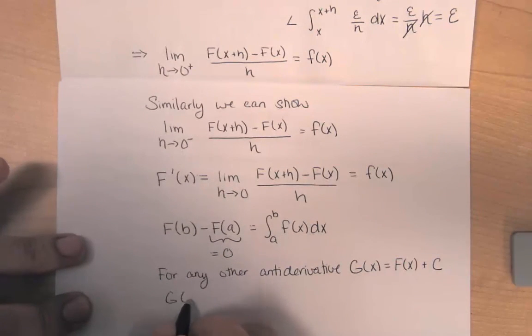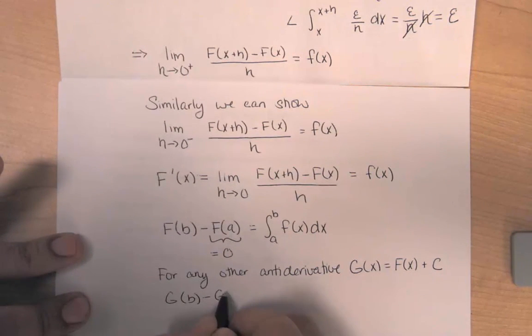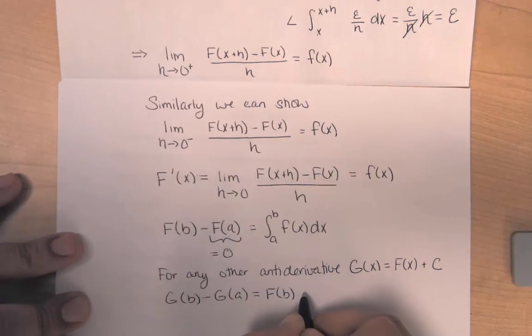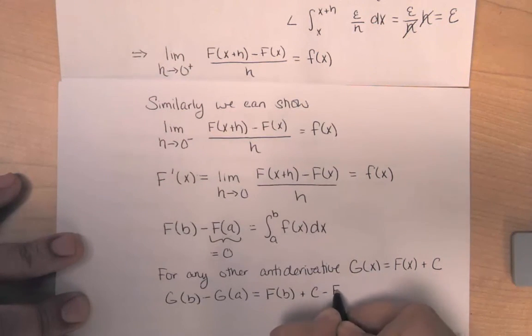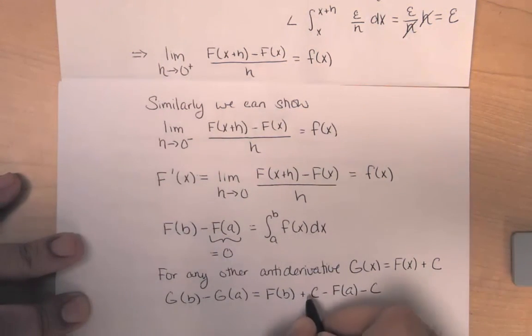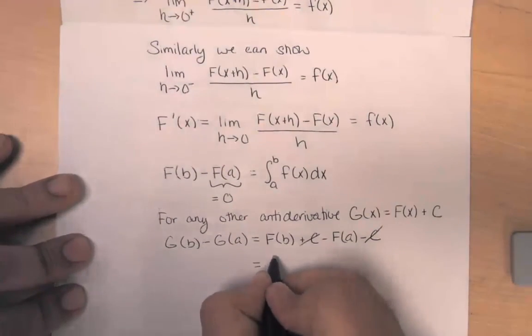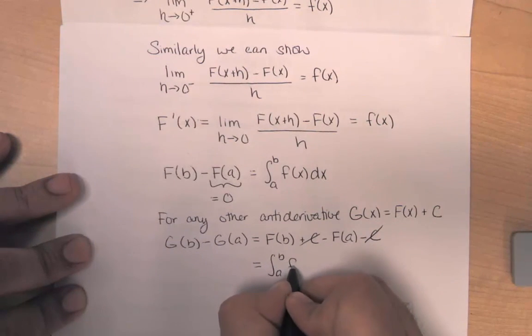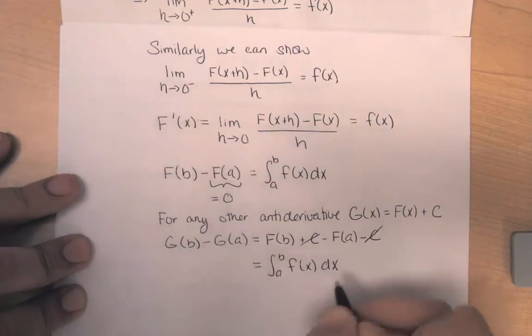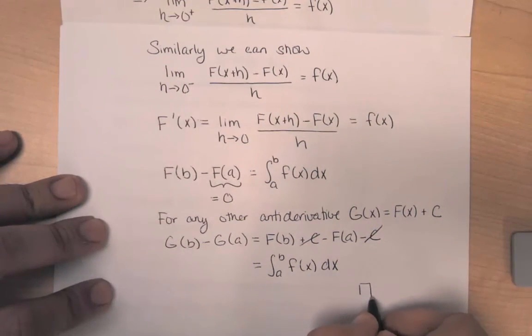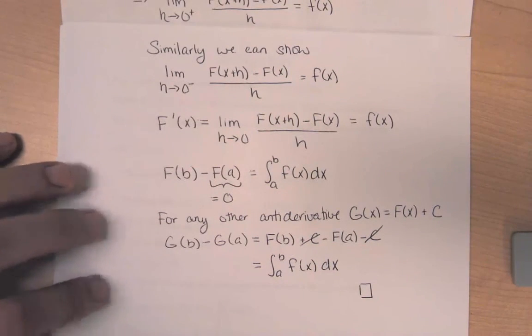Therefore, G of b minus G of a is F of b plus c minus F of a minus c, and my c's cancel. And this is just equal to the definite integral from a to b. So, in fact, this difference works no matter which antiderivative I pick, and we have now proven the fundamental theorem of calculus. That's it for now.